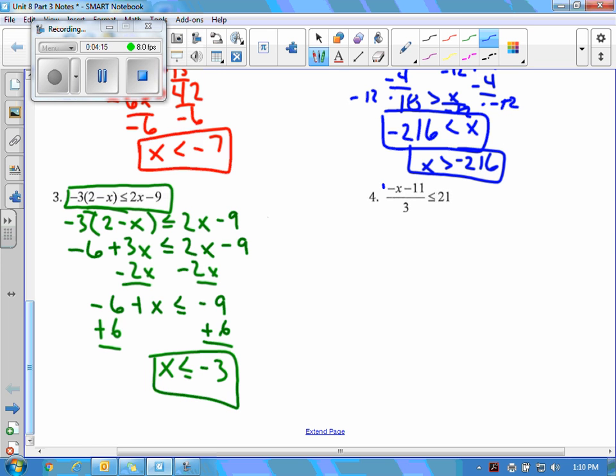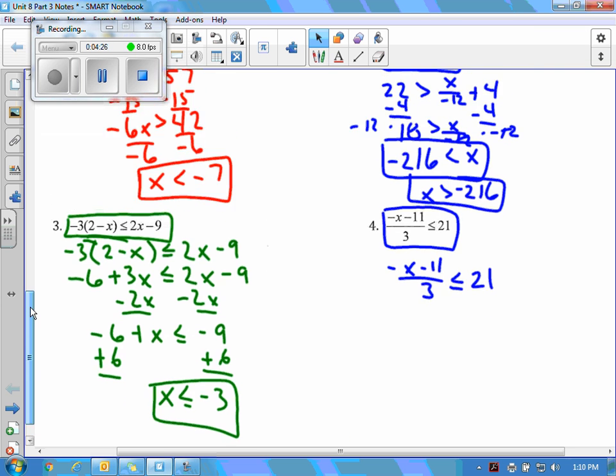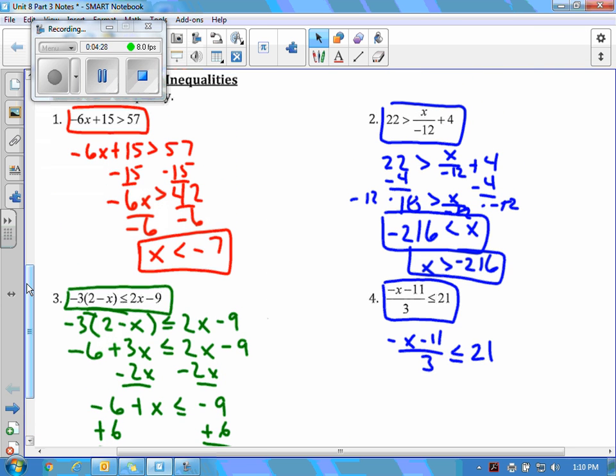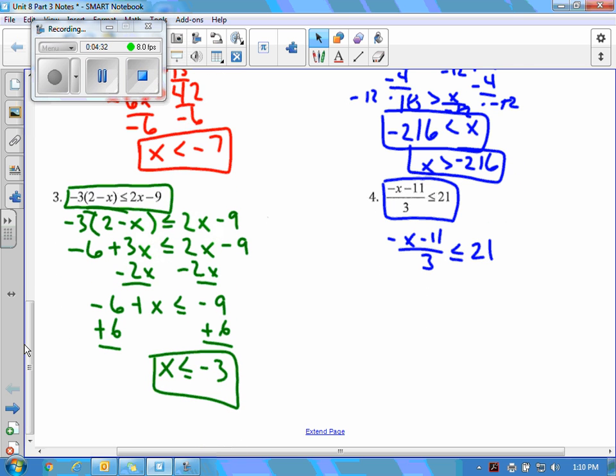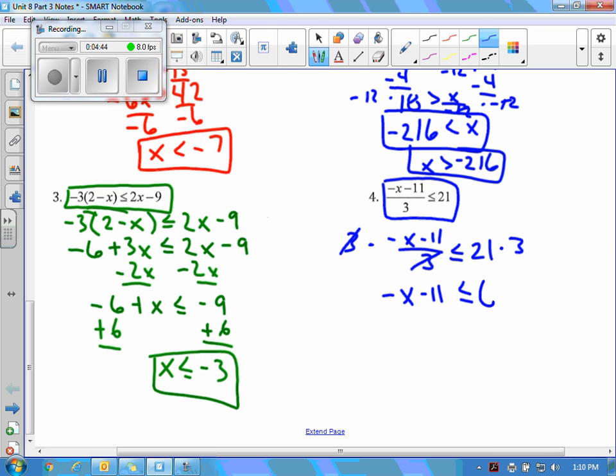For number 4, it looks a lot like number 2, but the difference is that we just have one big fraction over here on the left. If you look at number 2, we had a fraction and an addition. For number 4, this is all one big fraction. So to solve this, I'm going to multiply both sides by 3 first. Okay? What that's going to do is on the left side, those 3s are going to cancel. So I'll just be left with negative x minus 11. Then on the right side, I'll get 63.